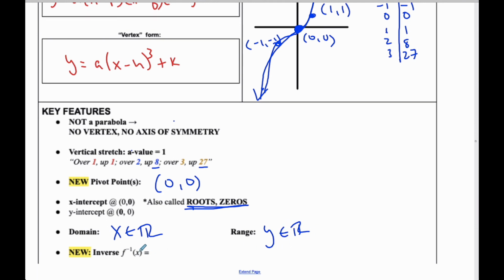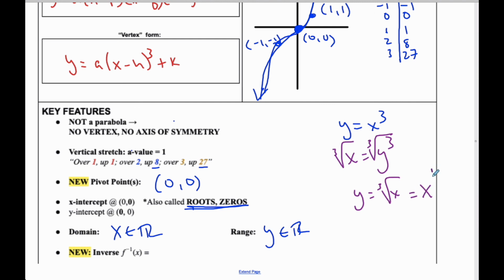And the inverse, well, remember I take my x and y values and I switch them. So that means that for my inverse, switching them around, I get x is equal to y cubed. And so then I have to take the cube root, and so y is equal to the cube root of x. Or we could also write that as x to the power of 1/3, if you remember that from last year. So the inverse is x to the 1/3, or the cube root of x.